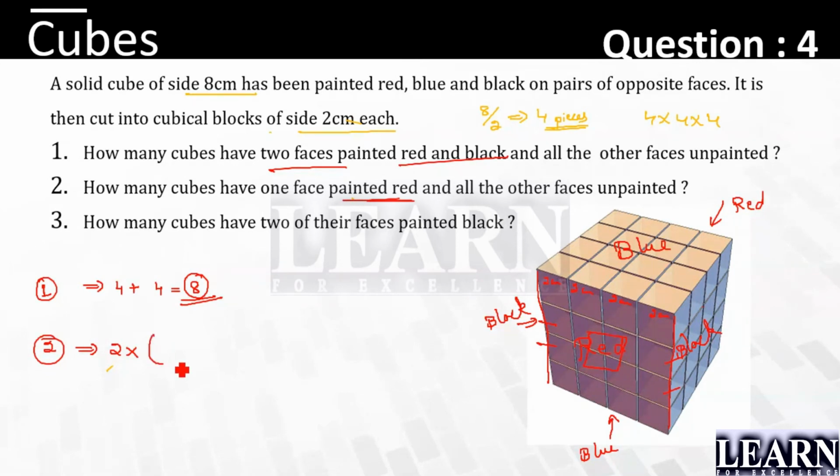So it is nothing but n minus 2 whole square. n is 4, 4 minus 2 is 2, 2 square is 4, so 2 times 4 is 8. So 8 cubes have one face painted red and the others unpainted.